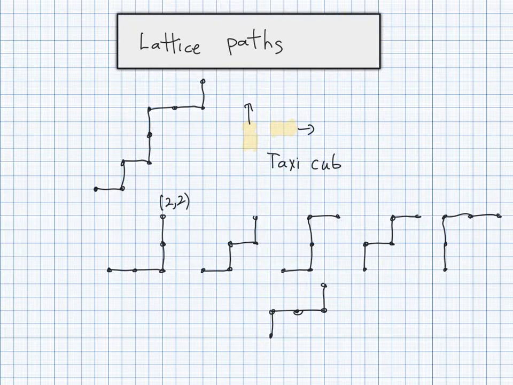And it turns out that the number of lattice paths from 0, 0 to m, n, where m and n are positive integers, is actually also a binomial coefficient.